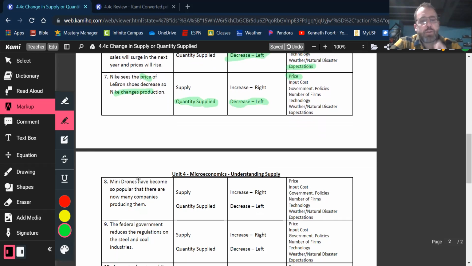Number 8, mini drones have become so popular that there are now many companies producing them. All right, nothing to do with price, so I know it's a change in supply. Mini drones have become popular, and many companies are now producing them. So we can identify that as an increase in supply due to the number of firms producing the product.